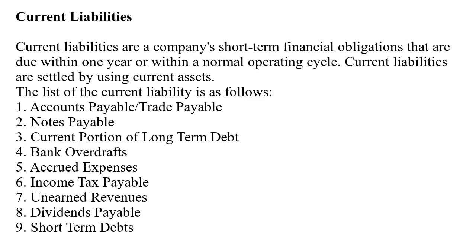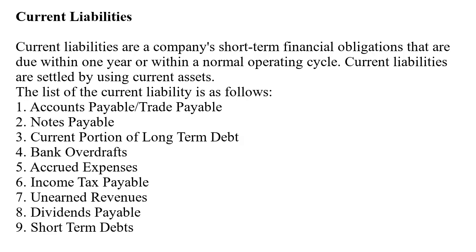Now we will see current liabilities. Current liabilities are the company's short term financial obligations that are due within 1 year or within a normal operating cycle. Current liabilities are settled by using current assets.